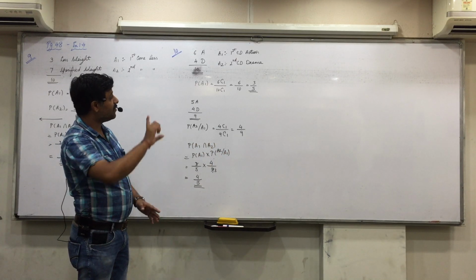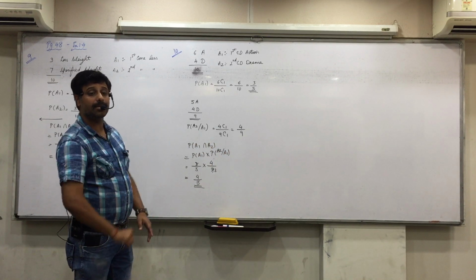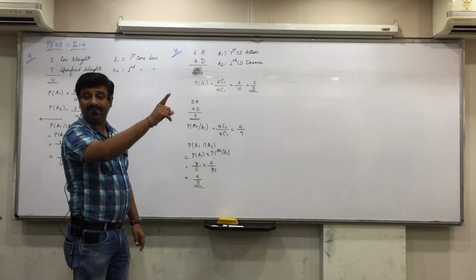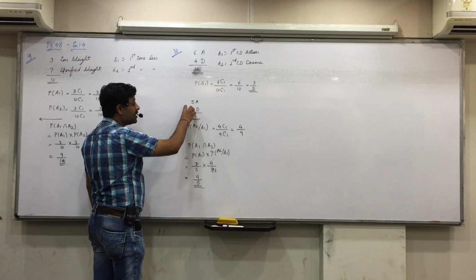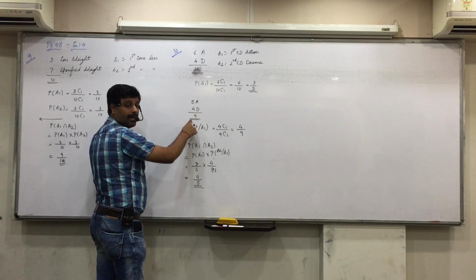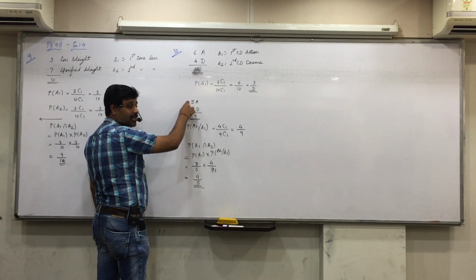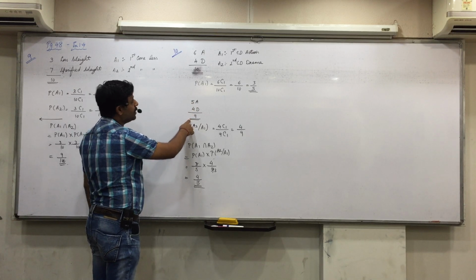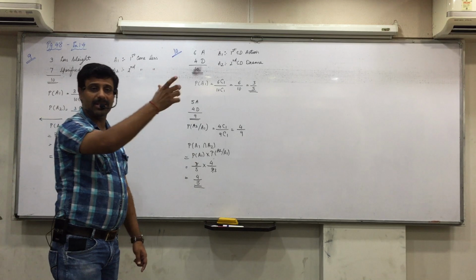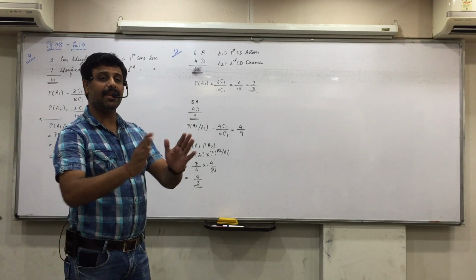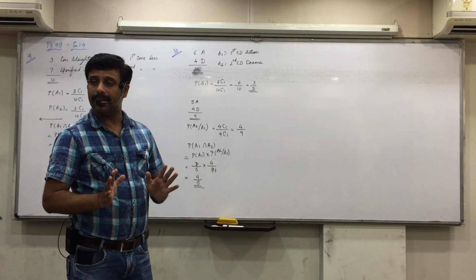Or the question could be asked, first is drama and second is action. What is the probability that first is drama? 4 by 10. The second sample space would become 6 plus 3, 9. And what is the probability that second is action? Drama is selected, so action would remain 6, only 6 by 9. Means any kind of question can be asked.